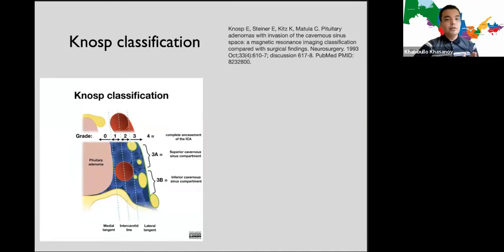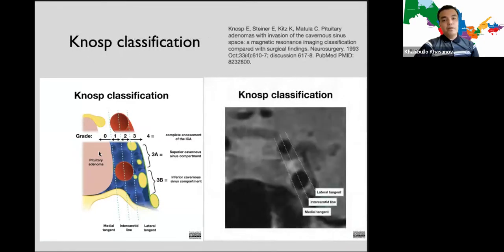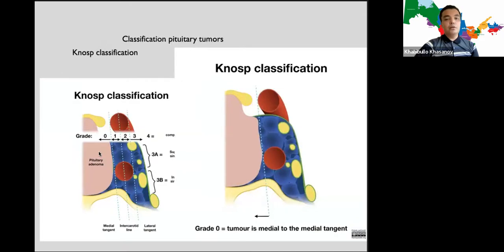perpendicular lines which cross based on the supraclinoid and intracavernous carotid artery. So there are three lines: this is the medial tangent, this is the median line or intercarotid line, and this is the lateral tangent. Grade zero is always measured by coronal contrast MRI planes, and the tumor is just medial to the medial tangent.